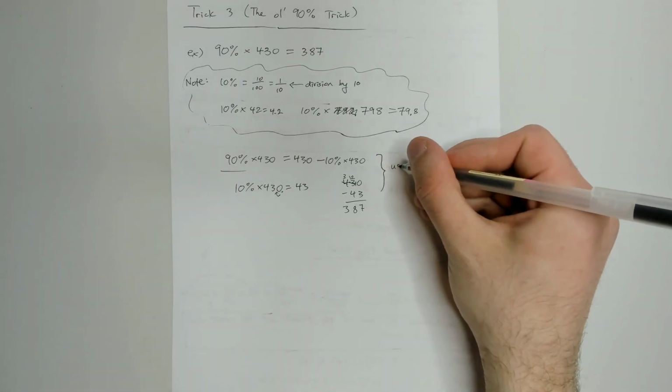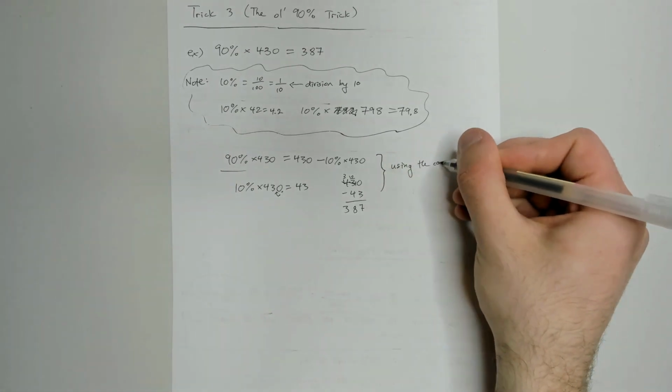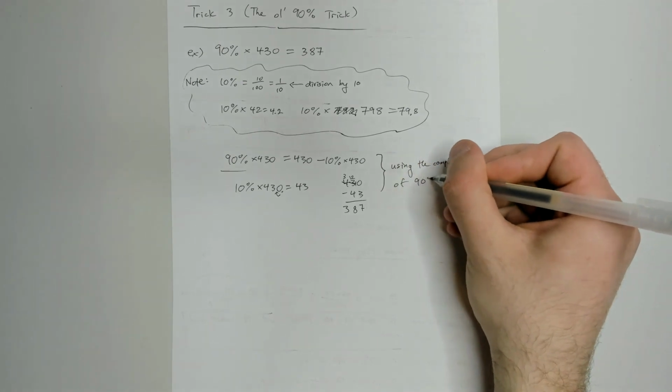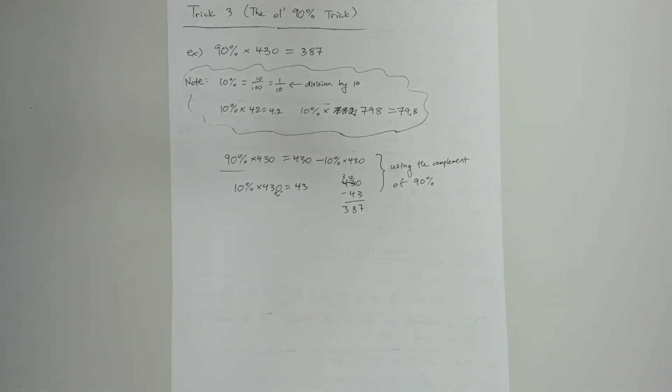This is called using the complement of 90%. So basically it's what completes 90% to make it 100. So 10% is the complement of 90%, 20% would be the complement of 80%, 40% would be the complement of 60%, and so on and so forth. You don't really have to worry about that right now. That's a more advanced topic that's used for other areas of math, but just in case, that's what this is called.